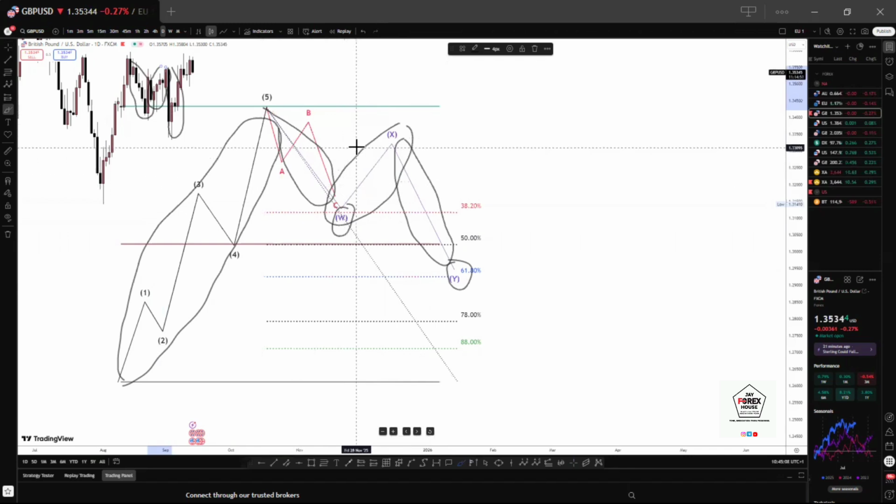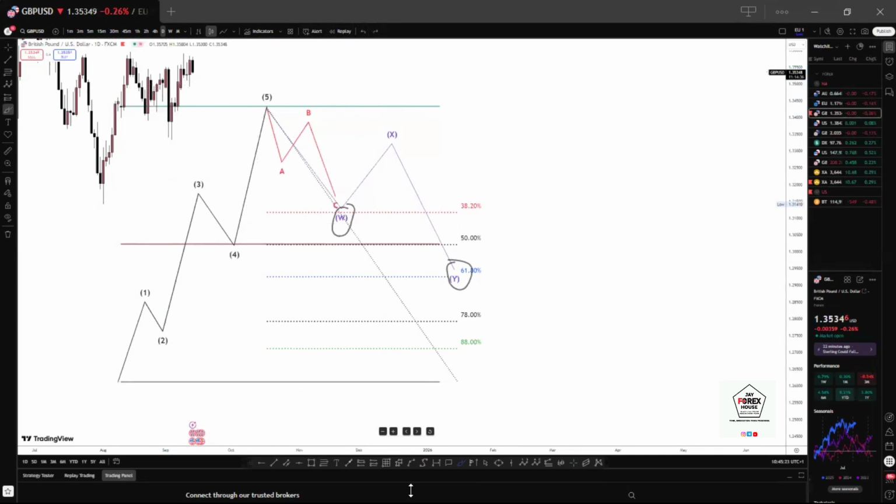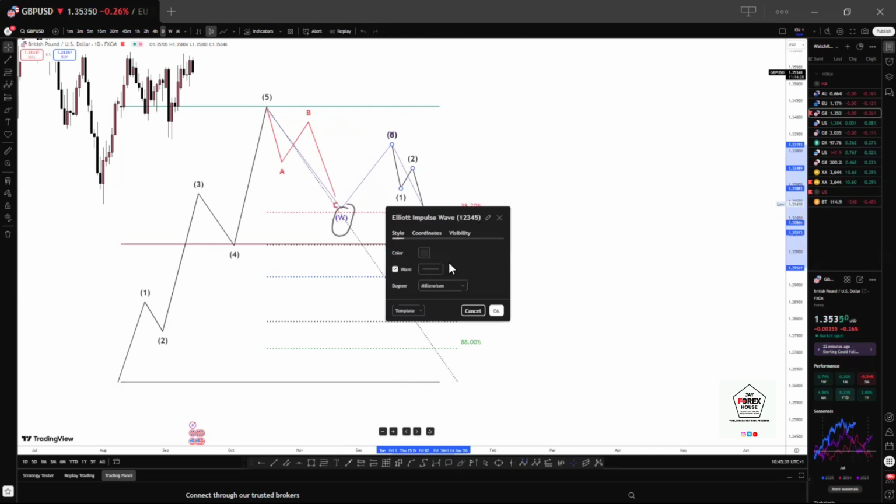You understand? So I'm not saying there's a difference between the ABC and the WXY corrective pattern. These are all identifying corrections. So they are supposed to look the same, but the difference is that on WXY, you can have something like a 1, 2, 3, 4, 5.